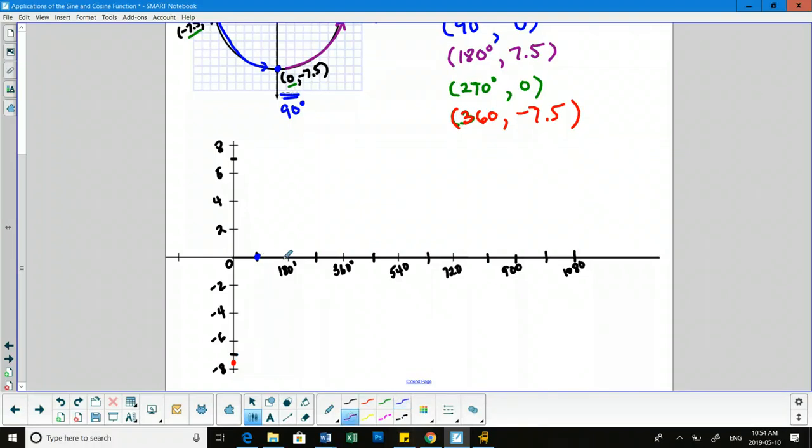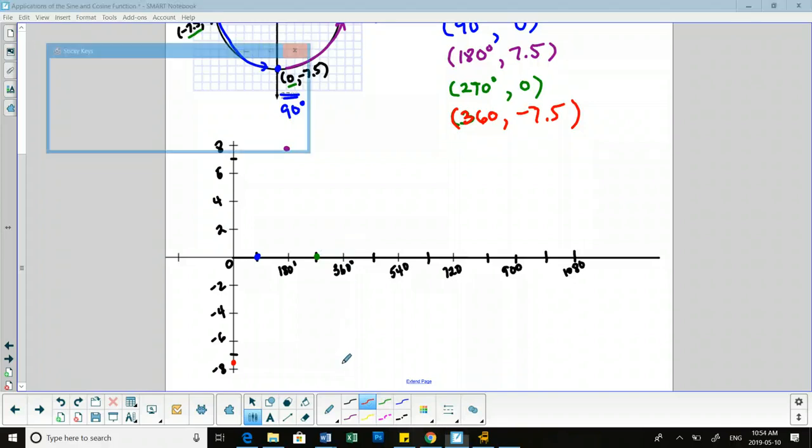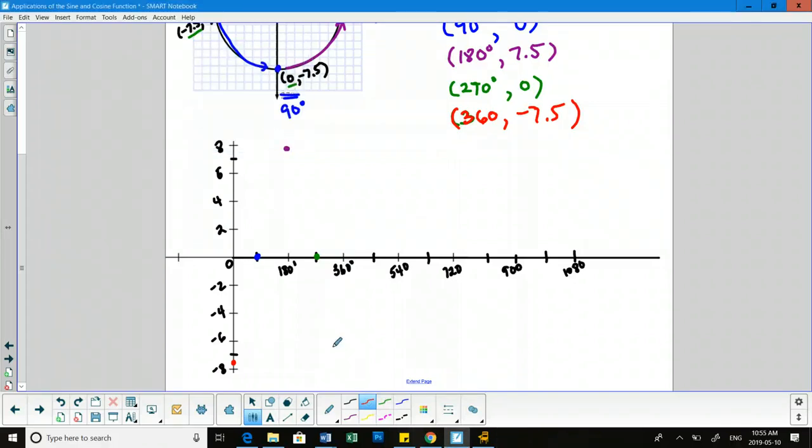At 180, we were at 7.5, so up here. At 270, we were back down to 0. And at 360, we're back down to where we started, which is negative 7.5. Okay? That is one cycle around the carousel. That's one rotation. This is asking us to graph 3 of them. So we're just going to extend the pattern.